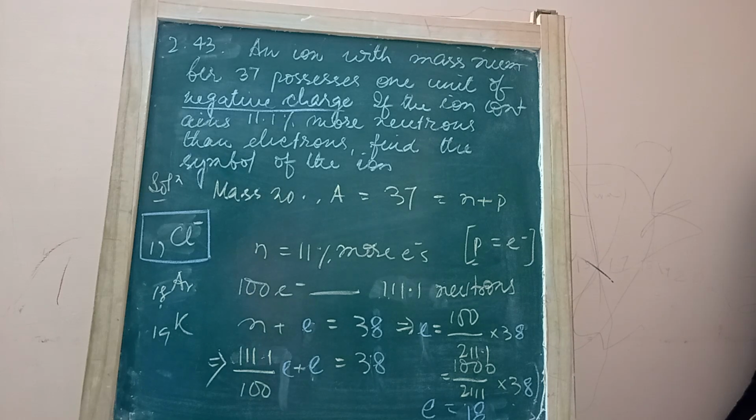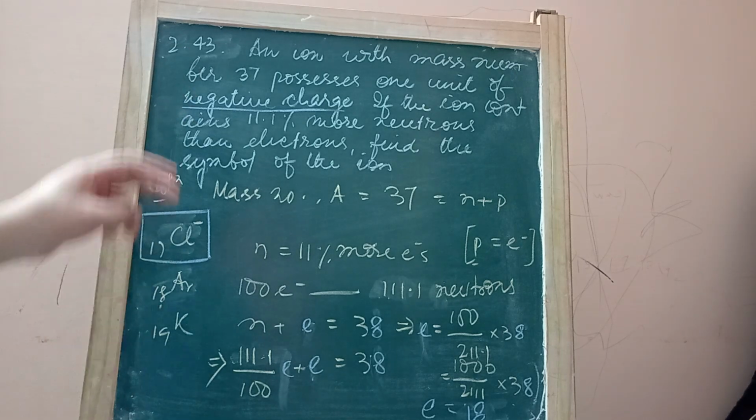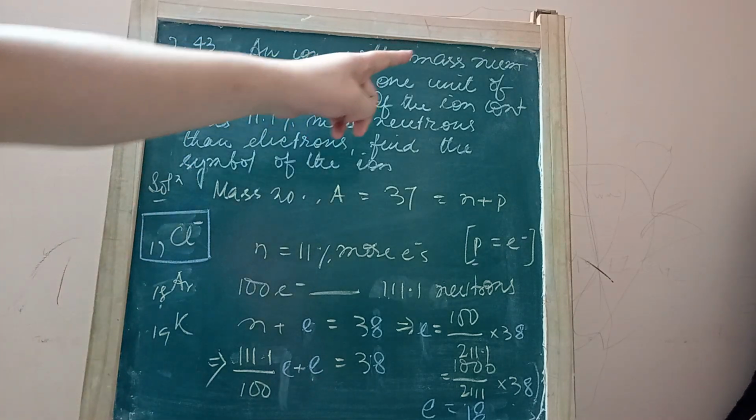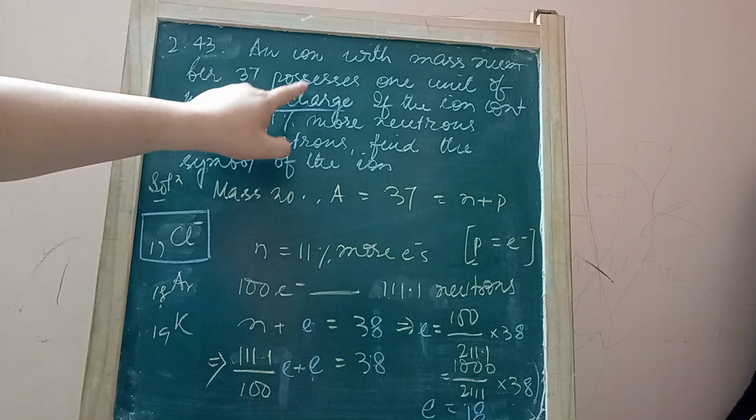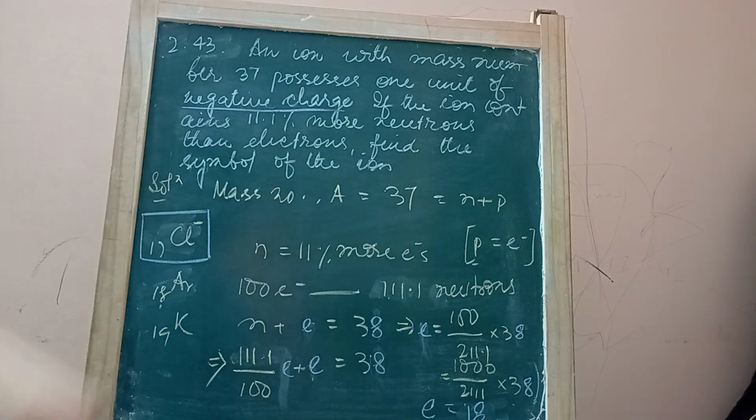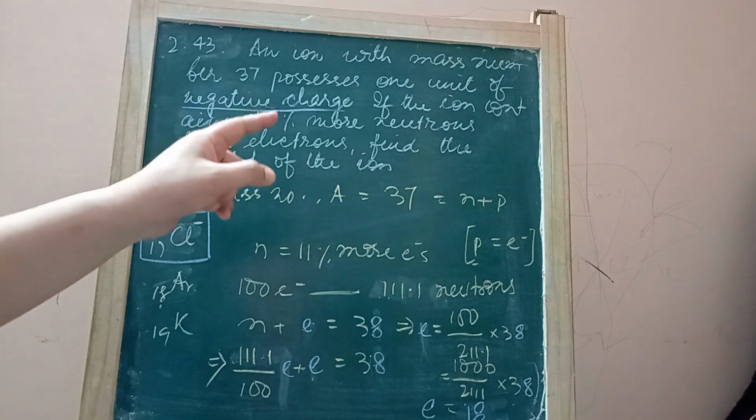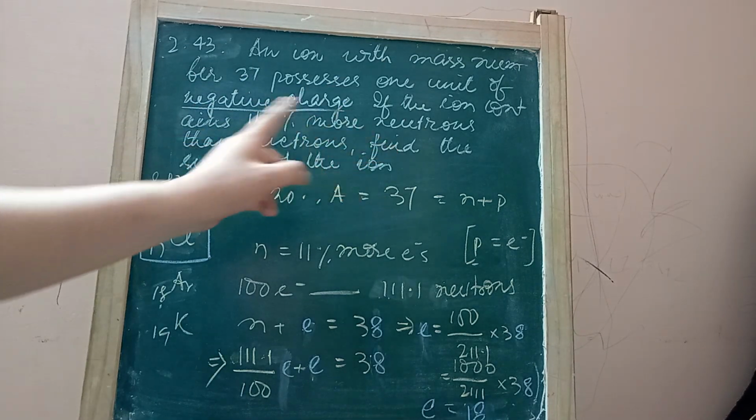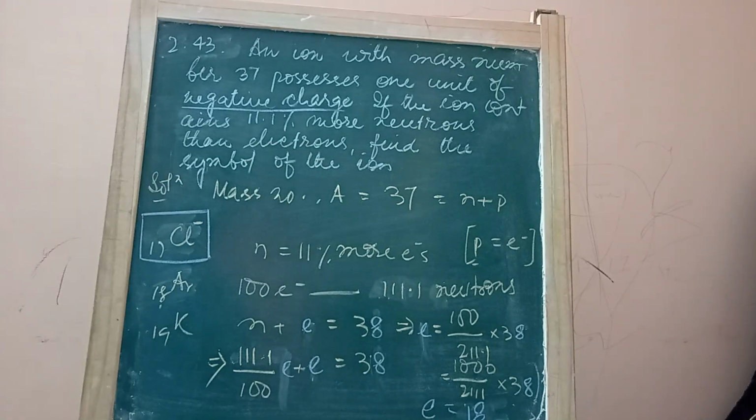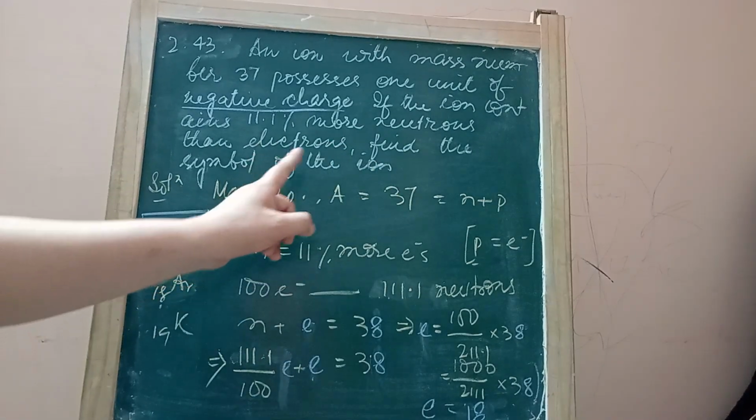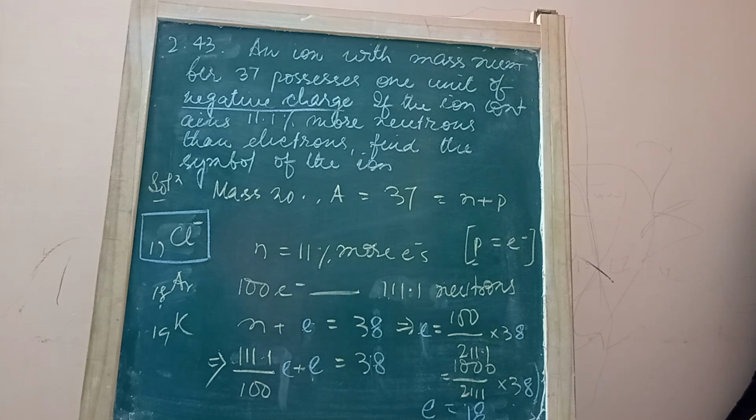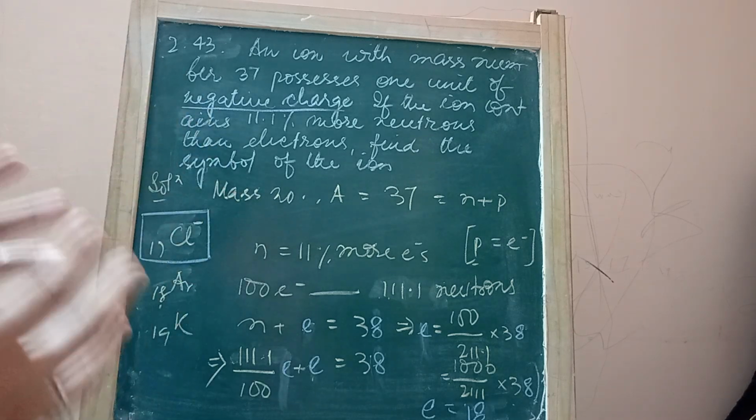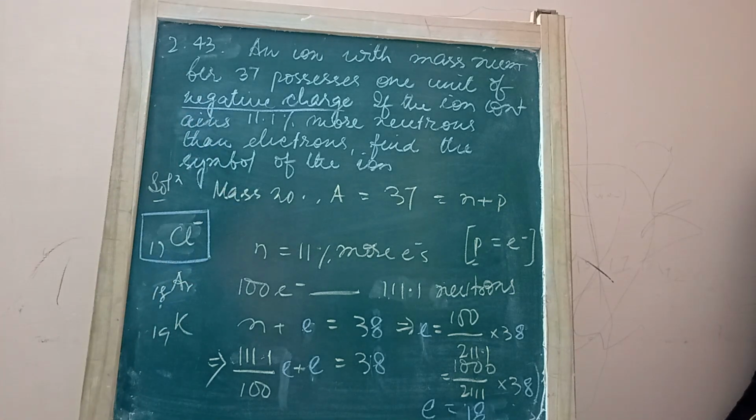So, one more question from the textbook. Question number 2.43. An ion with mass number 37 possesses 1 unit of negative charge. If the ion contains 11.1% more neutrons than electrons, find the symbol of the ion. So our objective is to find the symbol of the ion.